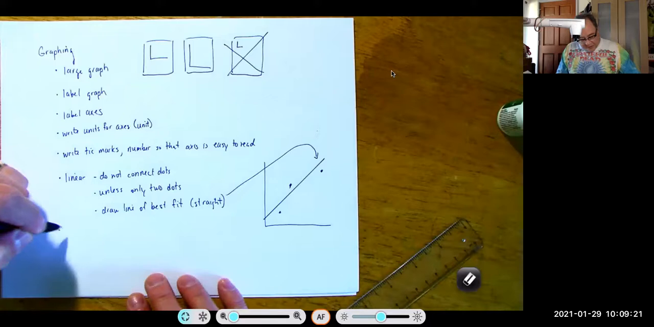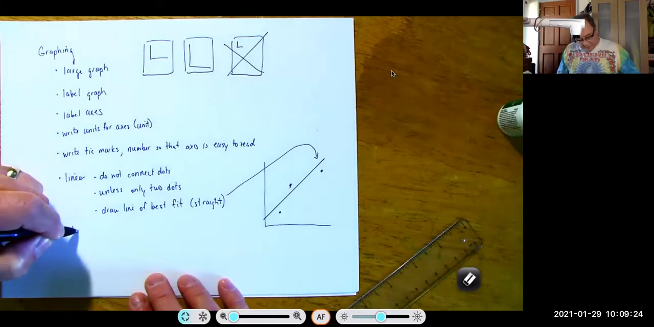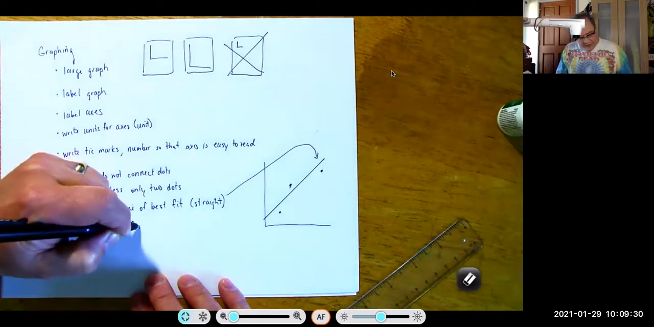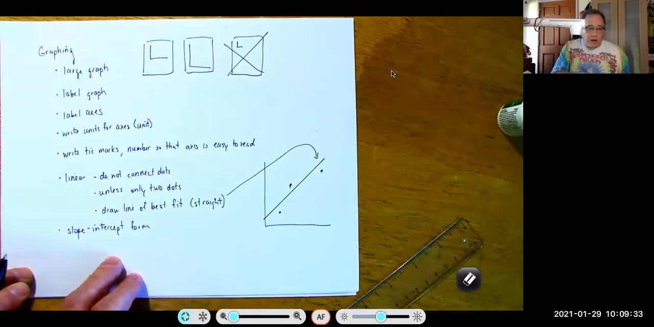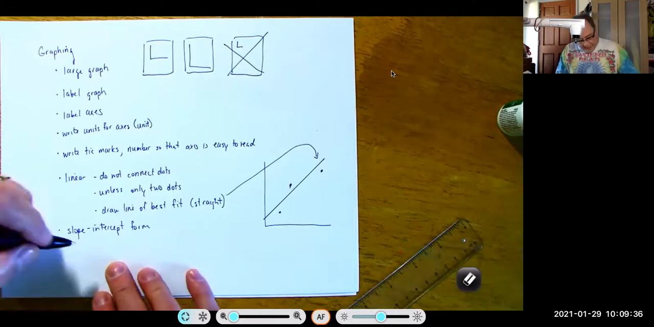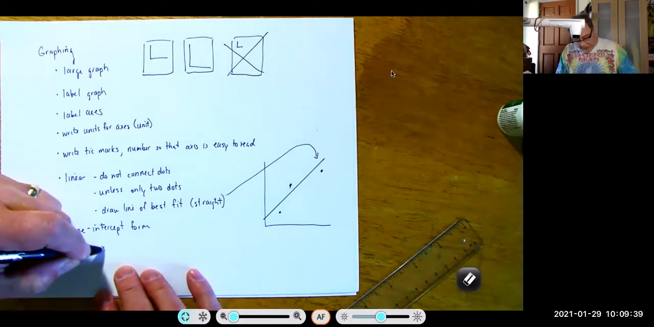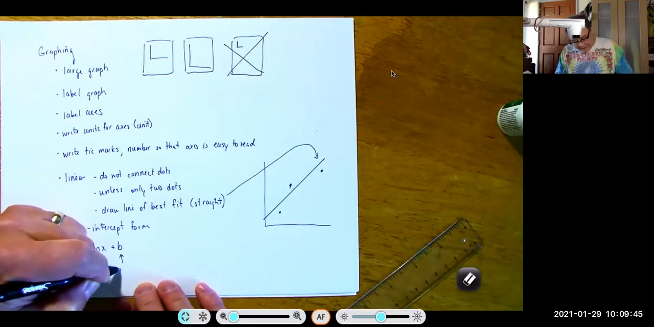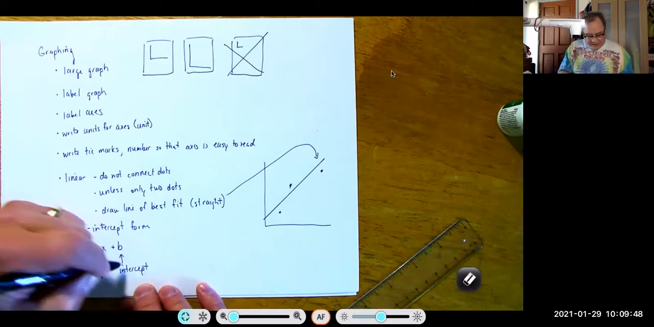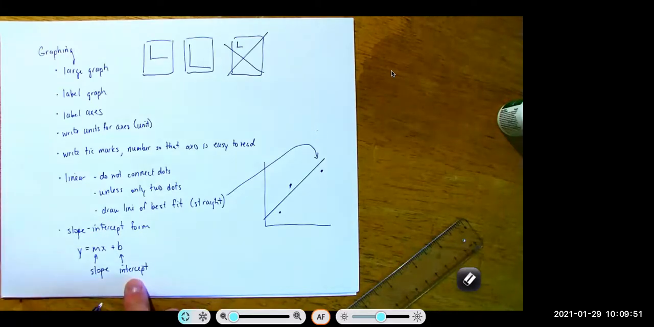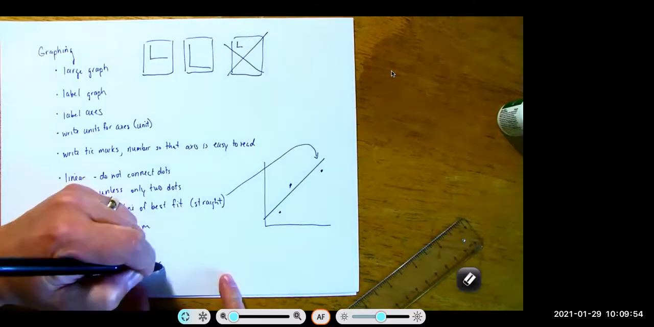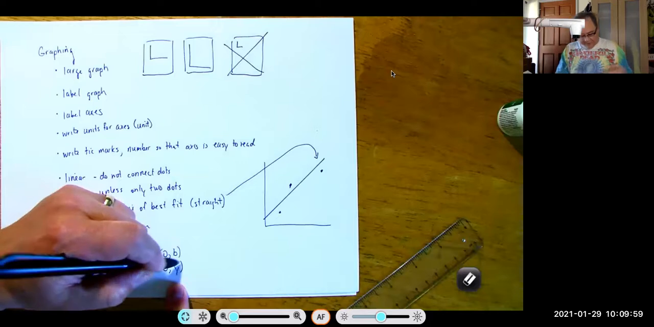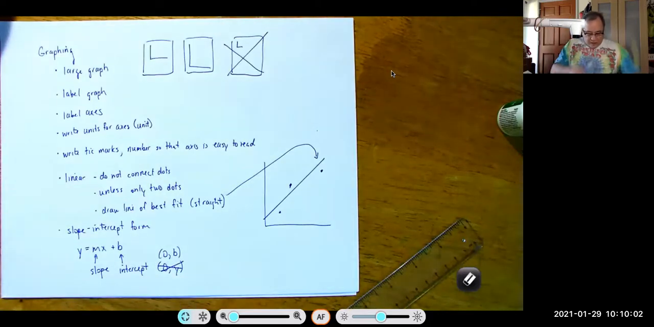Okay, now I like the slope intercept form. And some people call it the slope y-intercept form. And that's this: y is equal to mx plus b, where m is the slope, and b is the intercept. And I'm not going to go into the details there, but that's the value y would have if x was 0. And that's the same as 0b is what I should write.